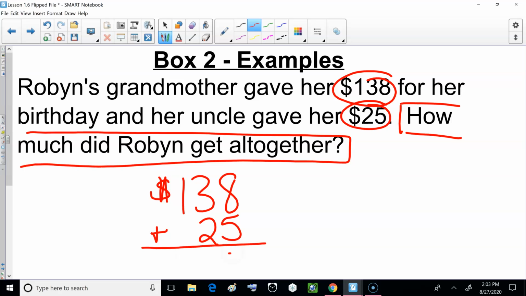8 plus 5 is 13. Carry the 1 up top. 1 plus 3 is 4, plus 2 is 6. And 1 plus 0 is 1. And we need a label. How much did she have altogether? $163. So you can just write down the example. I don't necessarily have to write down the whole entire word problem, but write down the work to see how we're using the method and the strategy as we move forward.